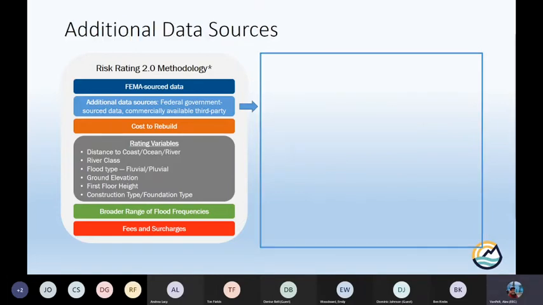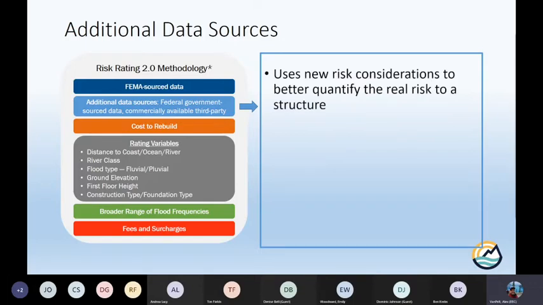For the additional data sources, what they're doing is they're essentially baking some of these new risk considerations into the rating engine itself to help better quantify your individual structure's actual risk. So no more is it going to be just saying, here's a generic rating table that covers risk everywhere. It's going to be looking at your structure individually.